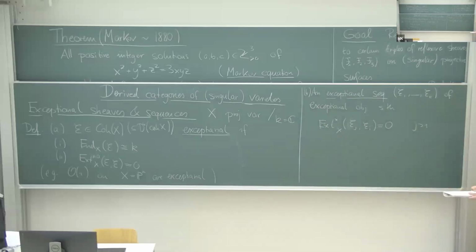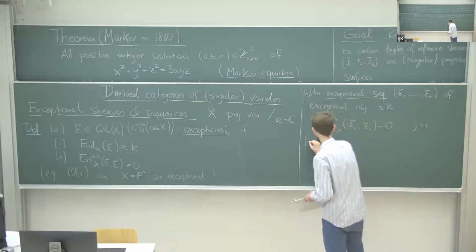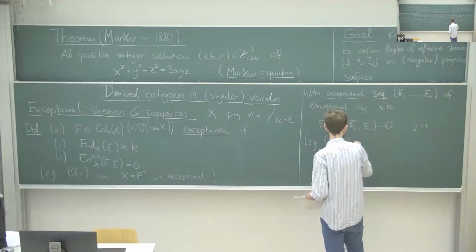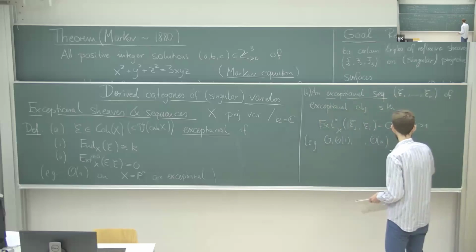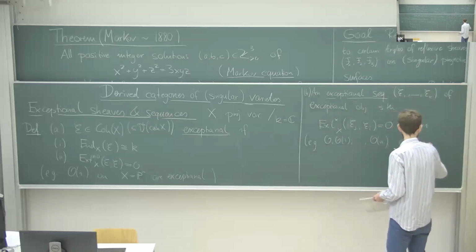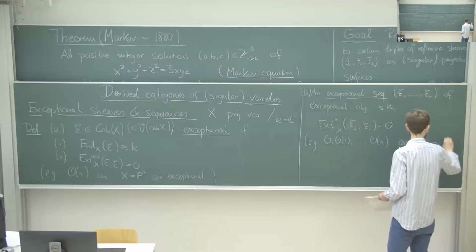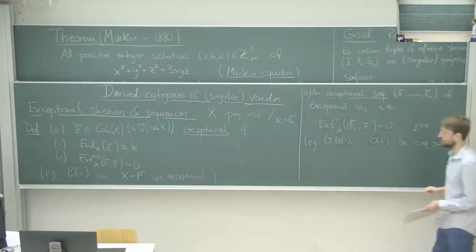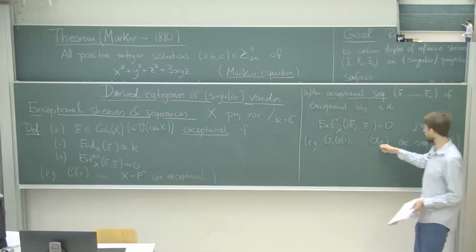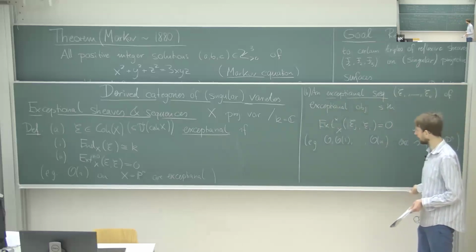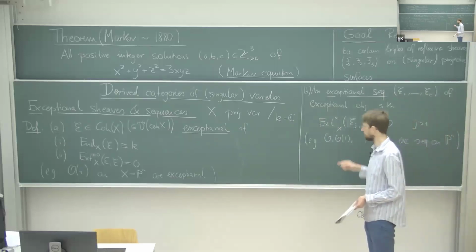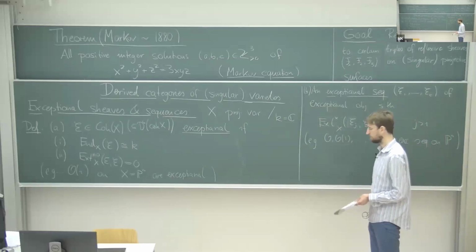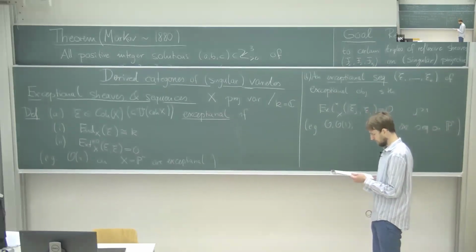Okay. And here's an example. O, O(1), so on up till O(n). This is an exceptional sequence on projective n-space. And if we would add any more line bundle here, go up to O(n+1), then Serre duality would tell us that this is not exceptional anymore.